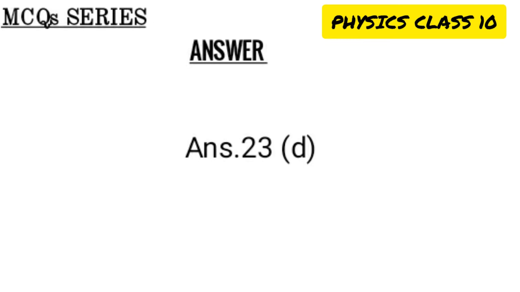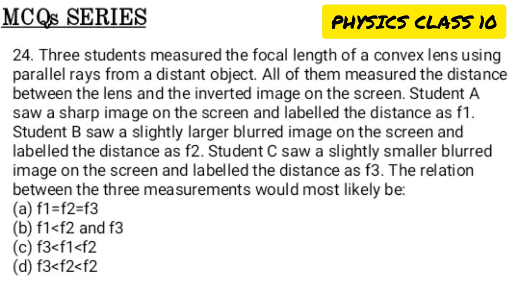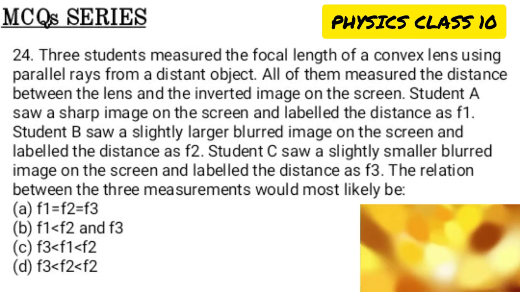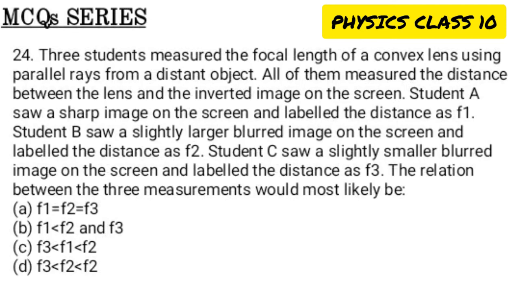Now question 24. 3 students measure the focal length of a convex lens using parallel rays from a distant object. All of them measure the distance between the lens and the inverted image on the screen. Student A saw a sharp image on the screen and labeled the distance as f1. Student B saw a slightly larger blurred image on the screen and labeled the distance as f2. Student C saw a slightly smaller blurred image on the screen and labeled the distance as f3. The relation between the 3 measurements would most likely be.